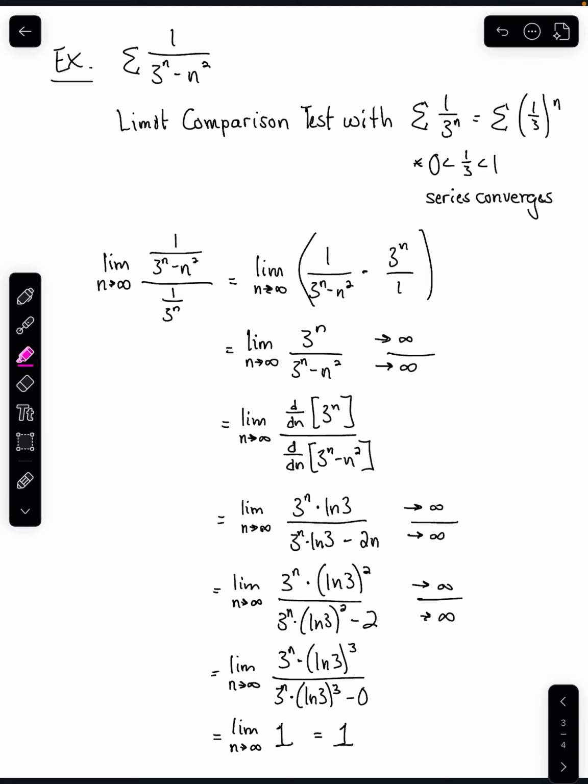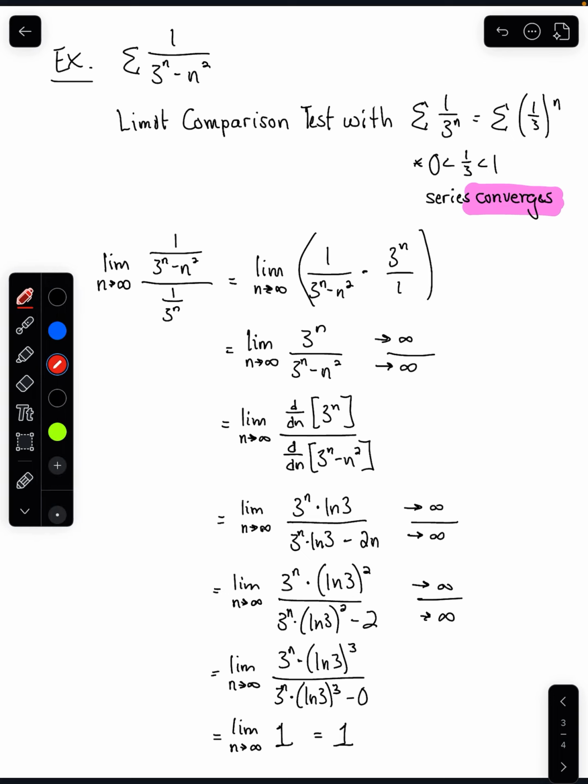This is a unique finite value, and thus, since the comparison series is known to converge, we can conclude that since they have comparable growth rates, the original series converges also.